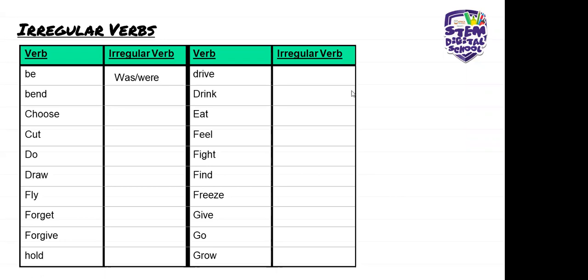Like I told you yesterday, regarding irregular verbs, it's not something you can understand. It's just something that you learn. So if I'm learning irregular verbs, I'm going to put a page over irregular verbs and say be is was, were. Bend is bent.